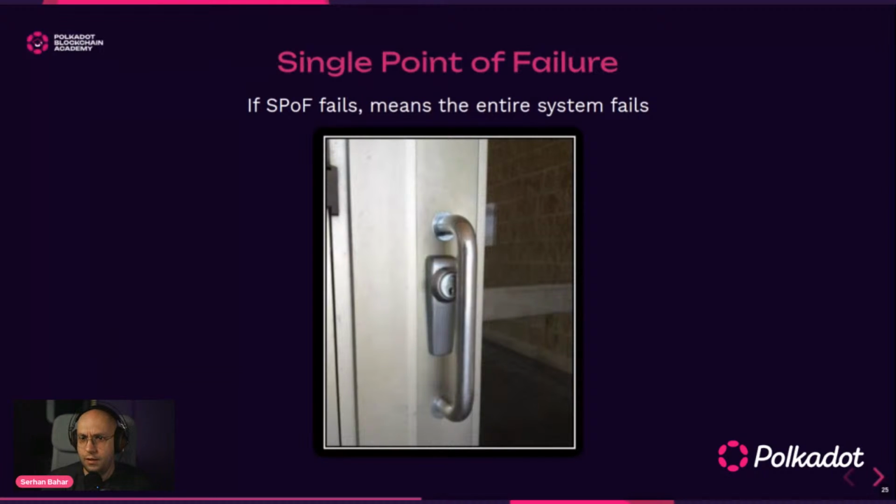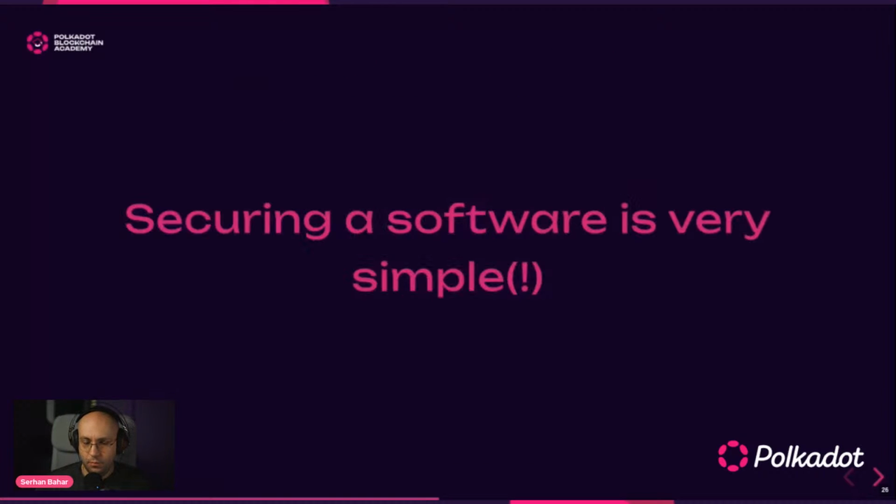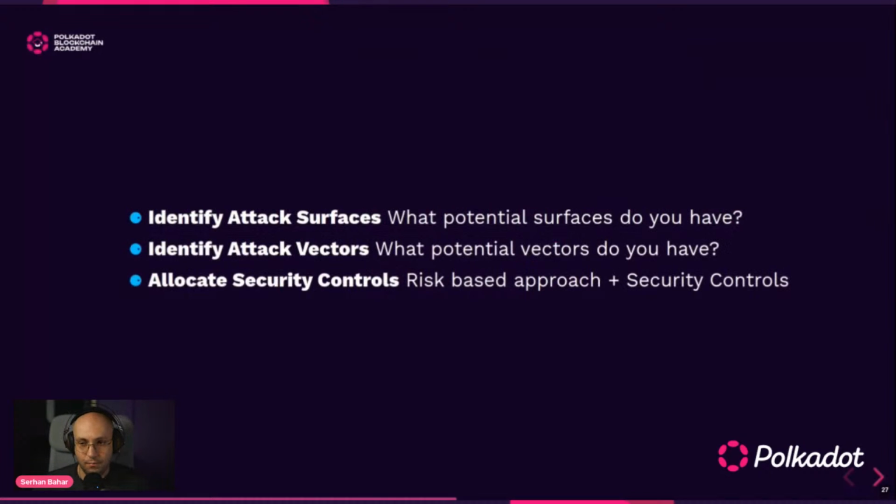Sometimes you can identify a single point of failure, but it's not easy to remove because of the complexity of the architecture, the complexity of the components, or because the relationship between the company and the security team can be different. So securing software is very easy, very simple, right? Of course. But how? You can think of three main concepts.